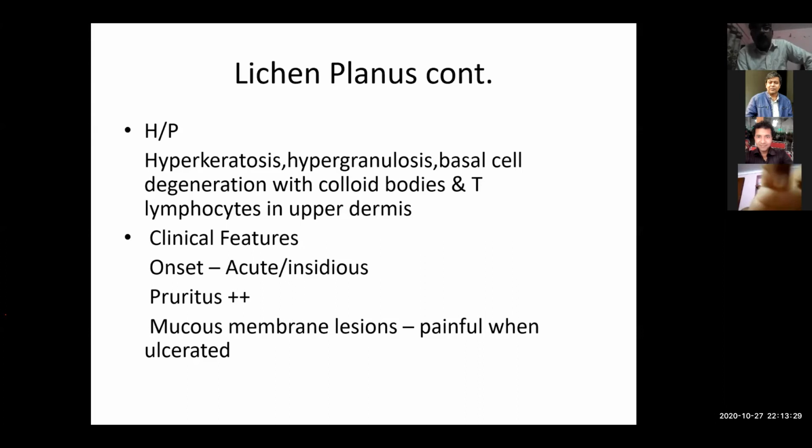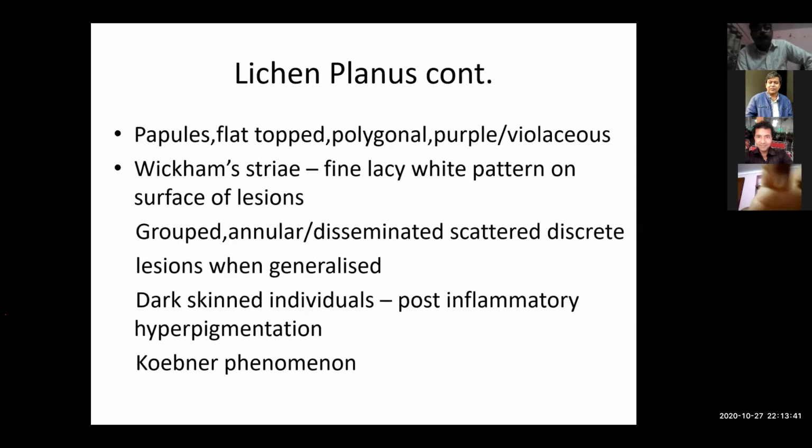I will tell you the sites: the oral mucosa, the lips, the buccal mucosa, the genitals, penis, and also the vulva. You may have lichen planus like lesions there, and they are very difficult to control. Now, the classical clinical appearance of a case of lichen planus. We remember this; I'll show you slides and photographs subsequently.